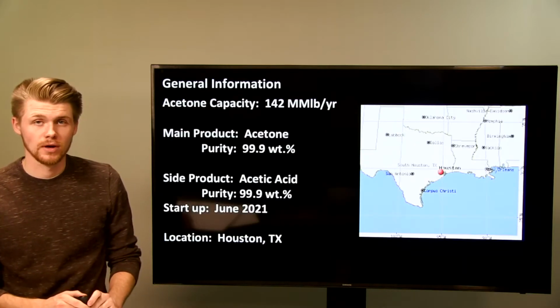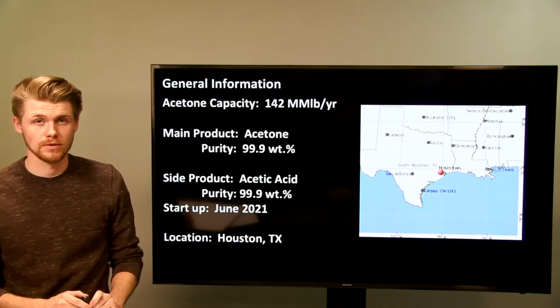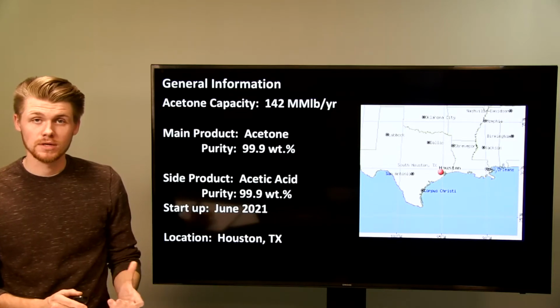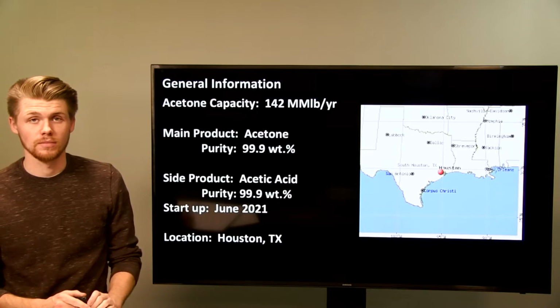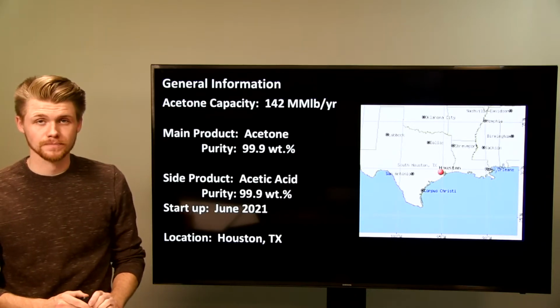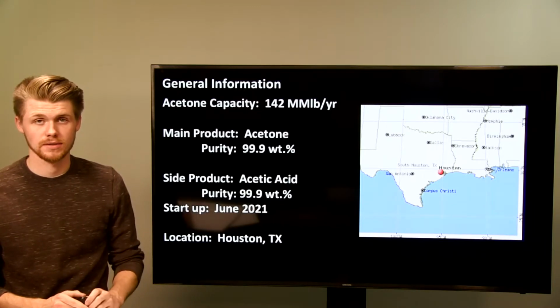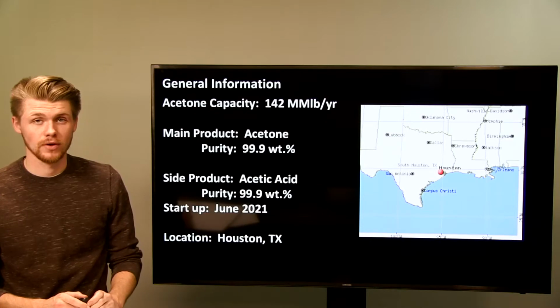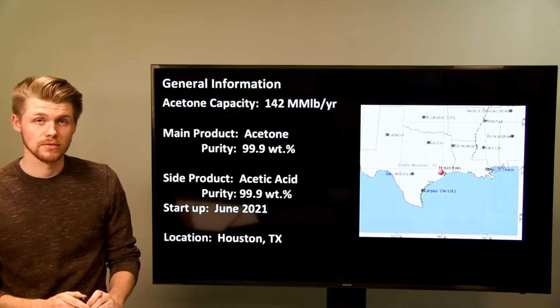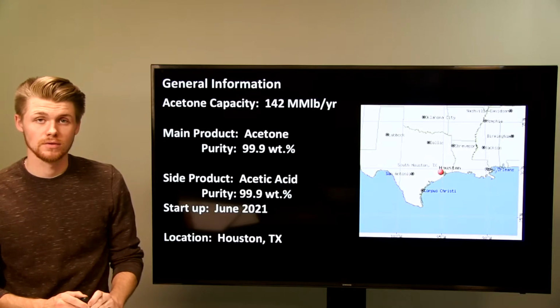So the whole point of this project was to create a plant that will produce saleable grade acetone at a purity of 99.9%. And we did achieve that. We're producing 99.9% weight pure, and we're also producing at a capacity of 142 million pounds per year. As a side product of our facility, we're also selling our acetic acid, which is also up to saleable grade, as seen here at 99.9% weight. And the June startup is in 2021, and we're located in Houston, Texas.